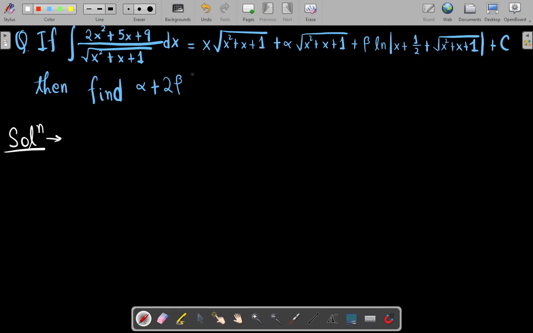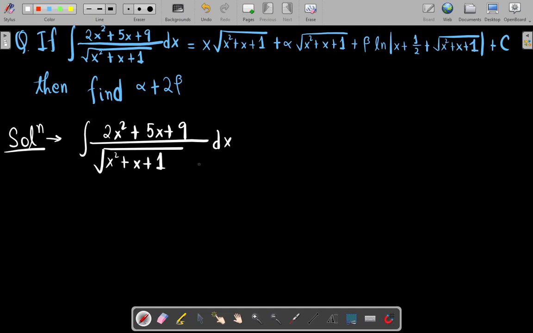Okay, so this looks very complex, complicated and lengthy, and there are very repetitive terms, like the square root of x² + x + 1 appearing in three of the terms in the answer of this integral. So let us first start. Before starting, if you look at the format of this integral, this is 2x² + 5x + 9 in the numerator, and in the denominator this is also a quadratic term, but it is inside the square root: the square root of x² + x + 1, times dx.